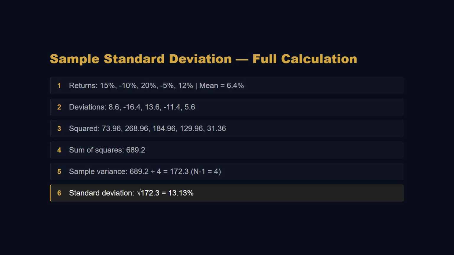Step 2. Square each deviation. 73.96, 268.96, 184.96, 129.96, 31.36. Step 3. Sum the squares. 689.2. Step 4. Assuming this is a sample, divide by n minus 1, which is 4. That gives 172.3. This is the sample variance. Step 5. Take the square root. 13.13%. A standard deviation of 13% tells you, in a typical year, the return deviated about 13 percentage points from the average. That is substantial risk.